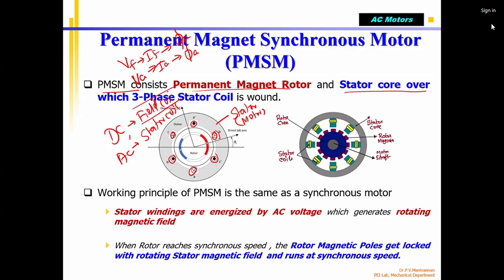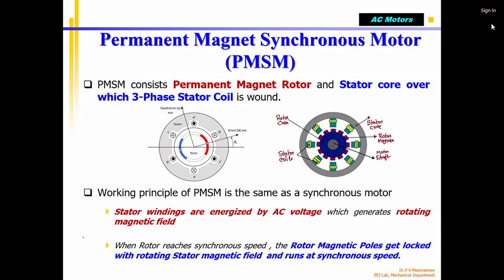Similarly, in AC motors also, you have a stator. It produces a rotating magnetic field. Then you have a rotor, which is fed with DC, an electromagnet. Both get locked and start rotating. Already we talked about how the synchronous motor works. This is a permanent magnet synchronous motor. It is also a synchronous motor.